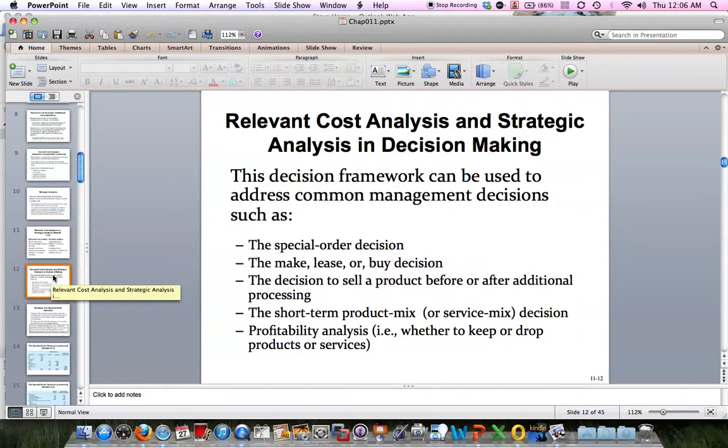Some other things to be thinking about are page 415, which is relevant cost analysis and strategic analysis in decision making, and what does that mean? And look at the bullet points here, and those are really the decisions that we're going to make. We're going to talk about, should we do a special order? Should we make something or lease it or buy it instead? Should we sell a product before or after additional processing is needed to take it to market? What should our service or product mix be? And profitability analysis. Should we keep or drop a product line or a service line because it's not profitable? So those are all the kind of decisions we can make using relevant cost analysis, just looking at what costs are relevant and linking that to some kind of a strategy.